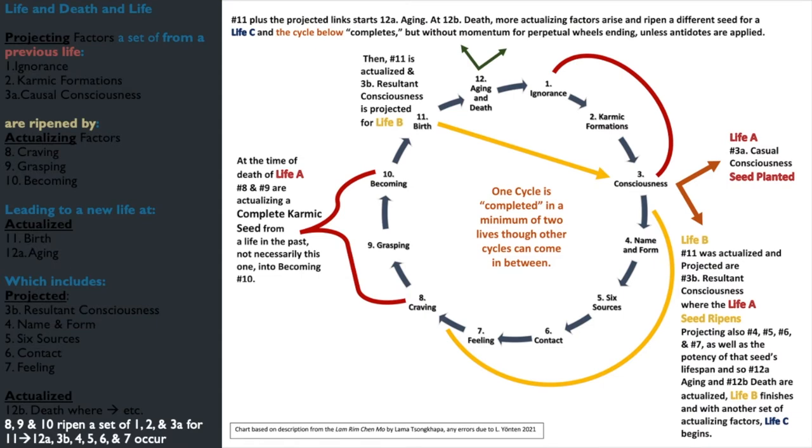Which then leads to the actualized 12B, or the second part of 12, which is death, where 8, 9, and 10 ripen a set of 1, 2, and 3A for 11, 12A, 3B, 4, 5, 6, and 7, etc.